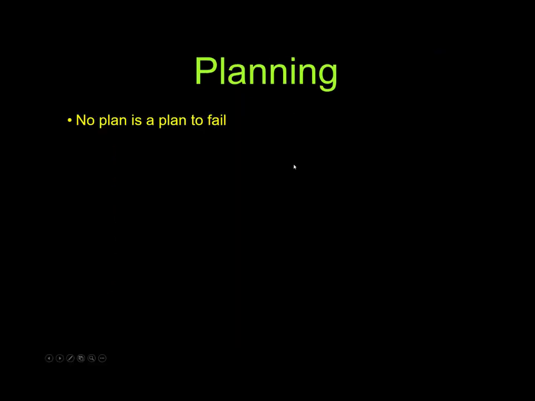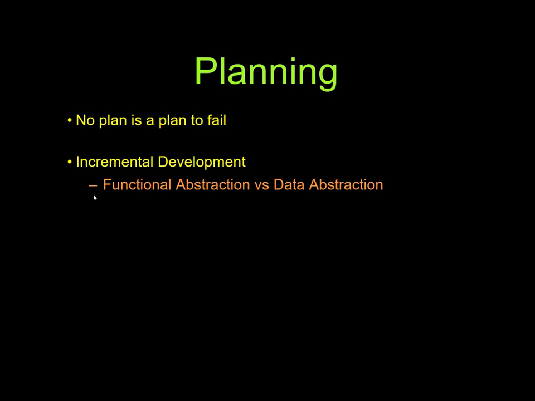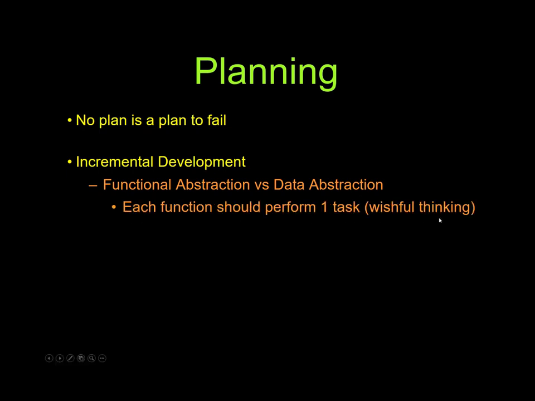Planning. We know that no plan is a plan to fail. This is usually how we plan to complete a program. It is incremental development. There are two parts to this. We need to write out the various functions and to use some data structures to support the functions. We try as much as possible for each function to perform one task. Such a function is easy to understand and easy to test. You have to pick the correct data structure for the tasks. A correct choice of data structure can ease the development of the functions needed.